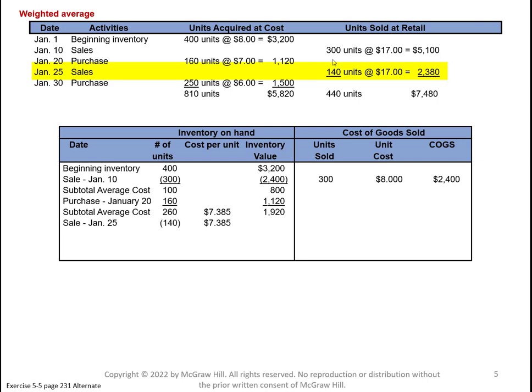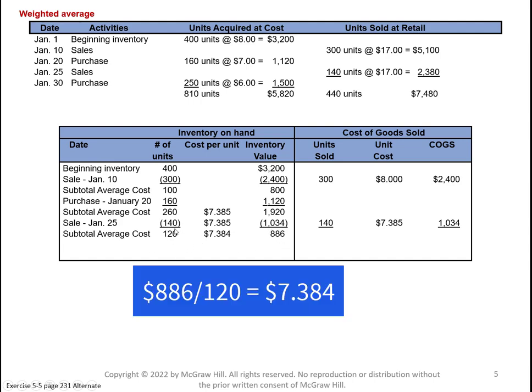We will need to then compute a new unit cost and list in the cost of goods sold columns the units that we sold, 140 at 7.385, and multiply that out. Here's our subtotal. We take $886 left divided by 120 to get the new unit cost of 7.384.